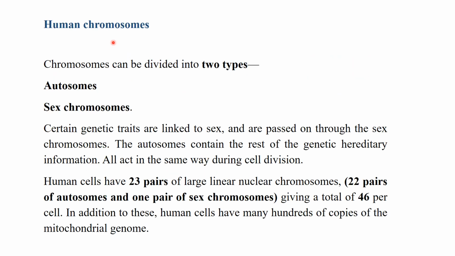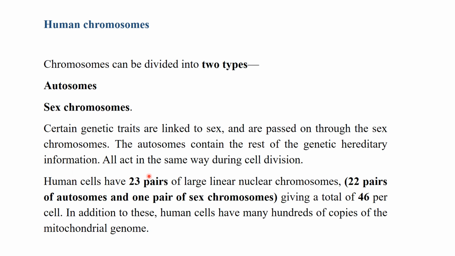Human chromosomes. Human has 2 types of chromosome: autosome and sex chromosome. Autosome are the body somatic chromosomes, and the sex chromosome, these mainly determine the sex of an individual. Certain genetic traits are linked to sex and are passed on to the sex chromosomes. The autosomes contain the rest of genetic hereditary material. जो sex chromosome के अलावा जो genes हैं, जो chromosome सबको autosome बोलते हैं. All act in the same way during the cell division.